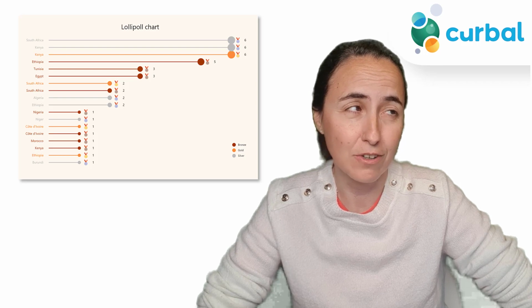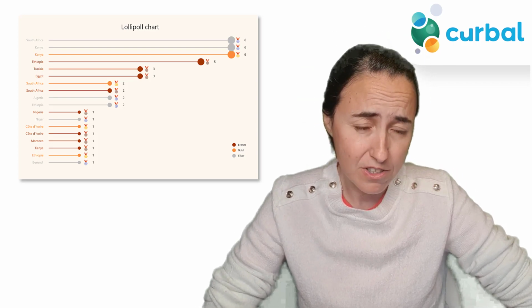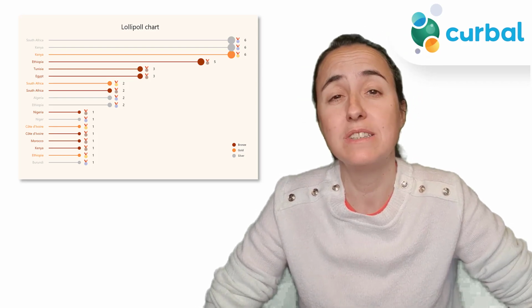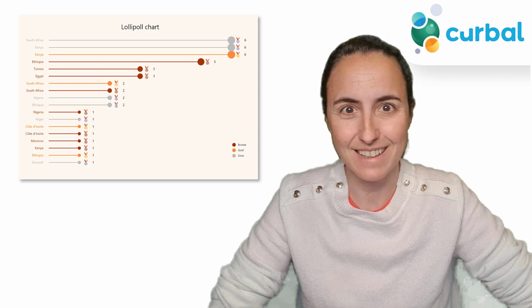So hello and welcome to another Charticulator video. This time we're going to create a Lollipop chart. Lollipop charts are similar to bar charts but have different elements that display the information a little bit different. So let's get started.